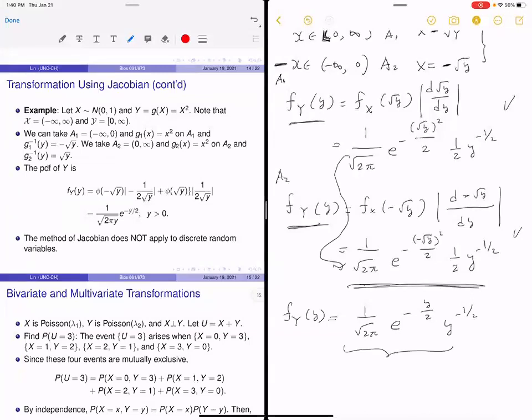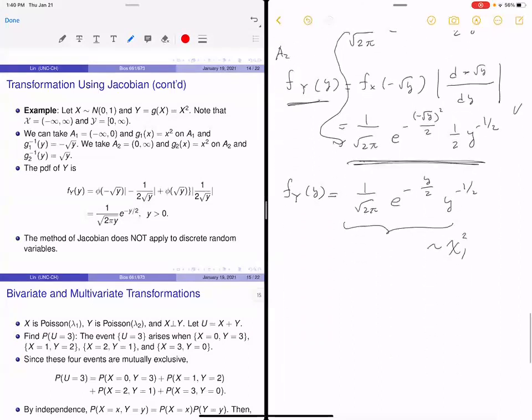Again, this PDF is chi-square-1's PDF. The same thing as using CDF methods for the transformation of x normal 0, 1, then y equals x squared.